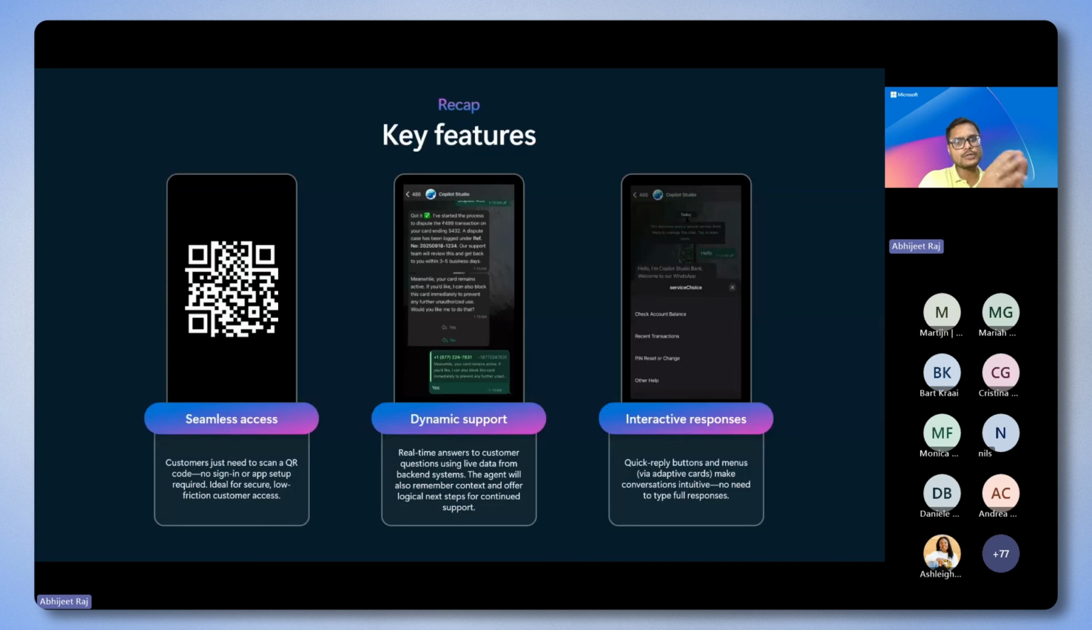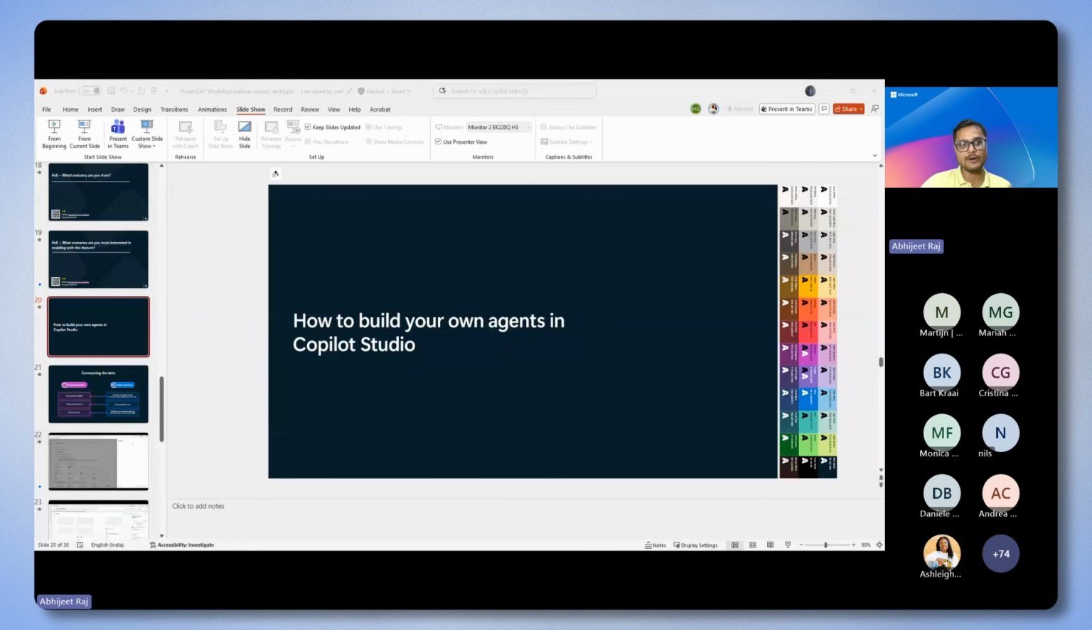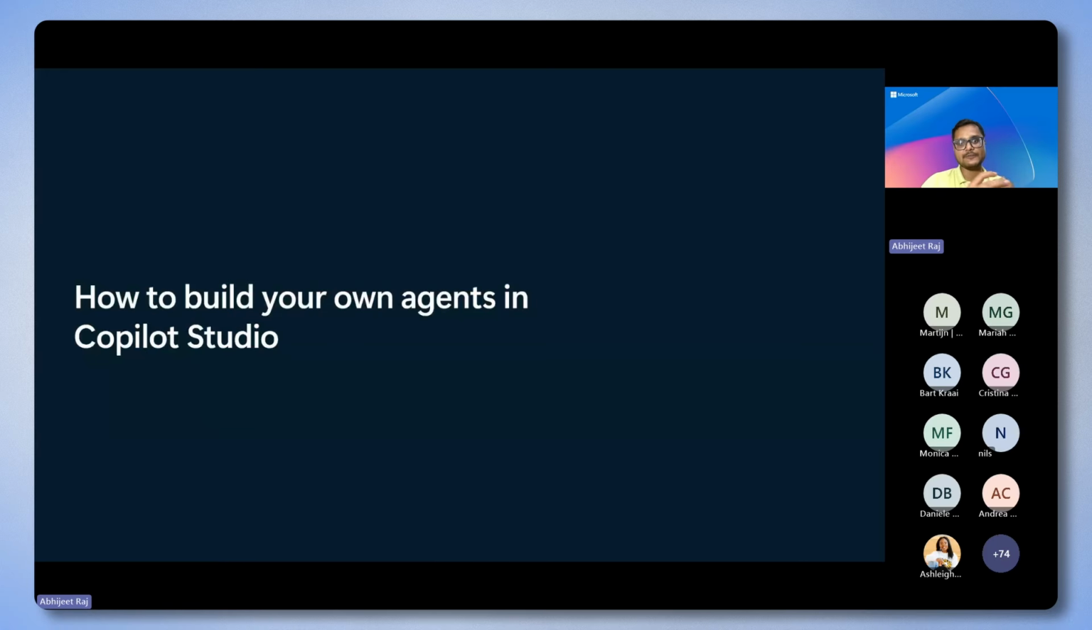Now we'll move on to the next half of the equation, which is the maker experience in Copilot Studio. The second half of the equation is how the agent that we spoke about was built in Copilot Studio. How was it deployed? So that the maker experience is also highlighted as a part of the demo, since a lot of us are from that part of the world.